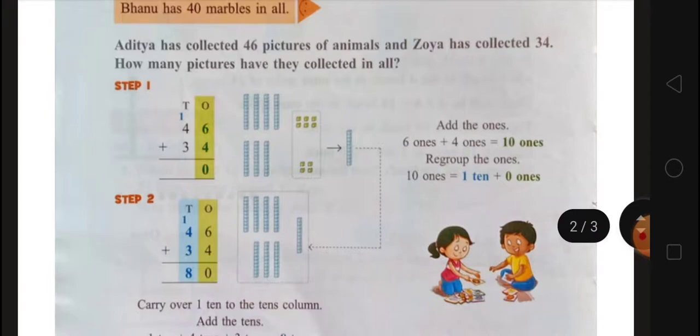Now come to the next question. Aditya has collected 46 pictures of animals and Joya has collected 34. How many pictures have they collected in all? You know that Aditya has collected 46 pictures and Joya has collected 34 pictures.